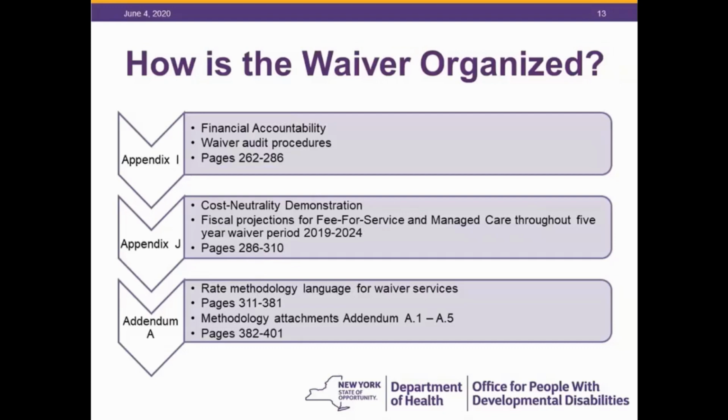And then lastly, Addendum A covers our rate methodologies and language for waiver services on pages 311 through 381. There are a few miscellaneous addendum attachments included in our waiver package at the end. Those are referred to as Addendum A1 through Addendum A5, and they are located on pages 382 through 401.